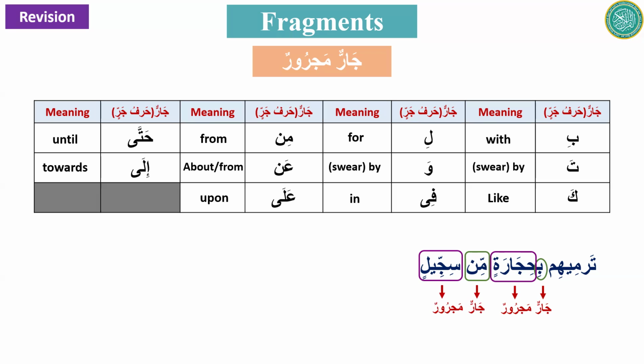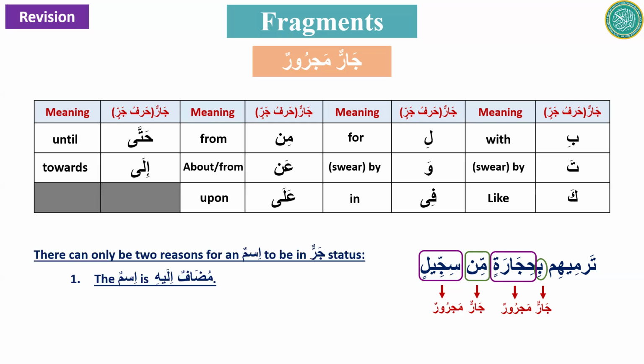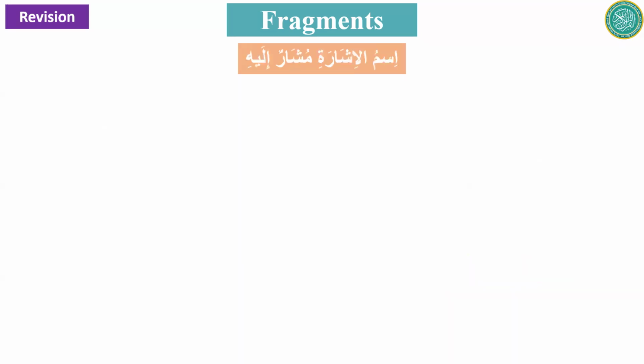Brother Shoaib, how many reasons could there be for an ism to be majroor or in jar status? There will be only 2 reasons. What are they? One is the ism is in mudaf ilayh, and the second is the ism comes after a jar, which is harf jar. Which is the case here, right? Yeah. All right. Thank you. So there can be only 2 reasons. That is jar majroor.